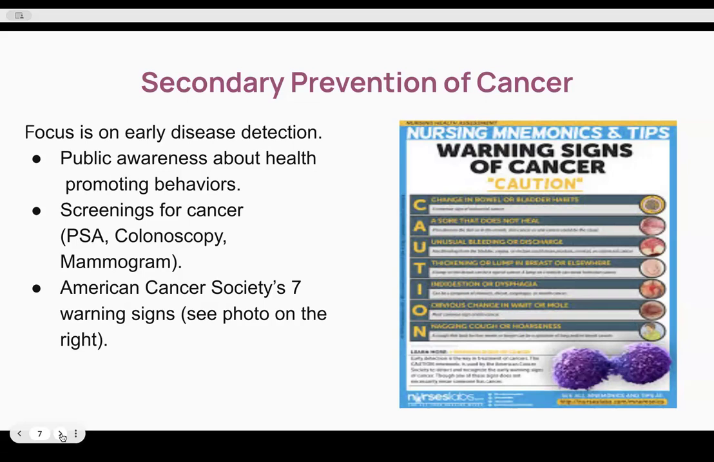These include change in bowel or bladder habits, a sore that does not heal, unusual bleeding somewhere, indigestion is one of them, nagging cough or hoarseness. There's a whole list there and you can read about it. But it's important to encourage people to get seen right away if they're noticing any of these signs.